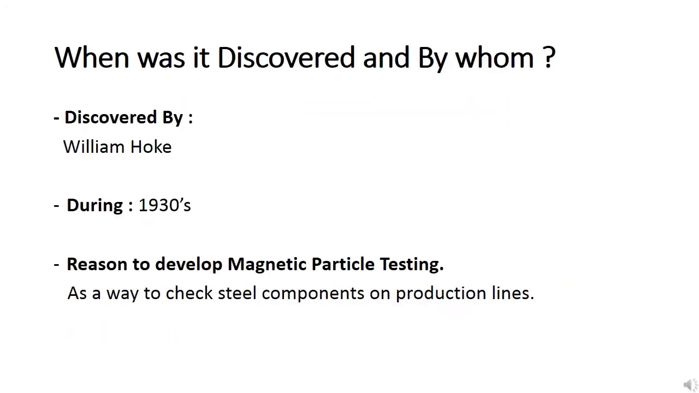When was it discovered and by whom? Discovered by William Hooke during the 1930s. Reason to develop magnetic particle testing: as a way to check steel components on production lines.